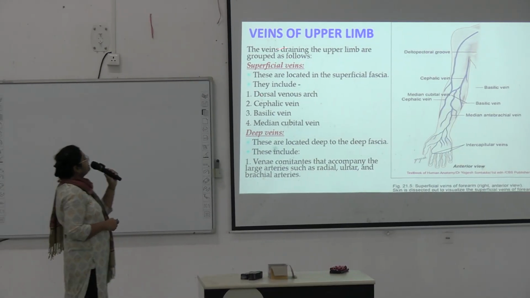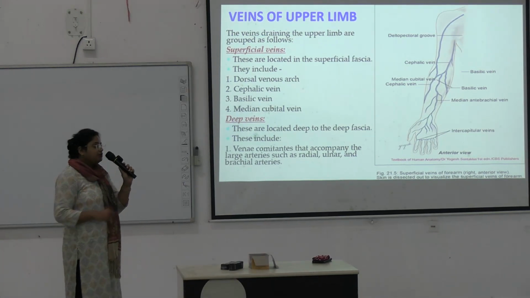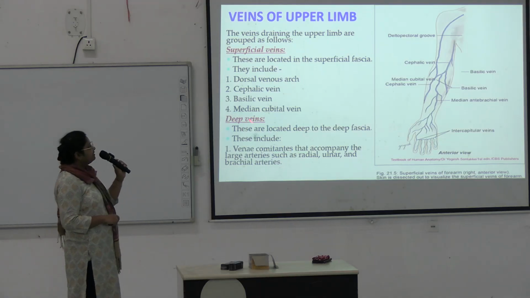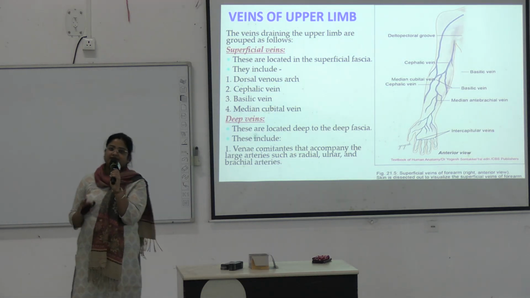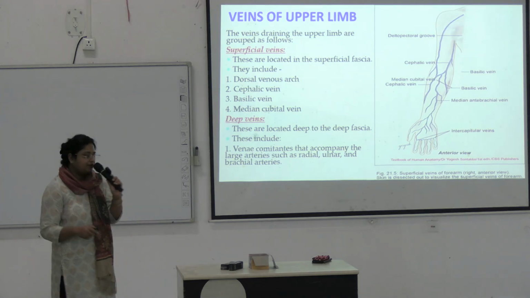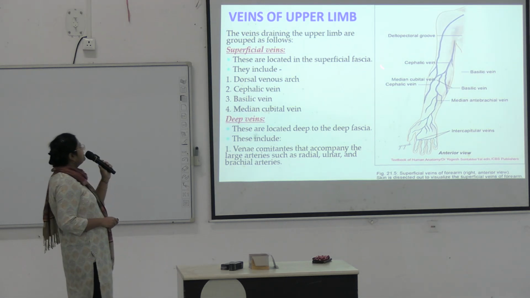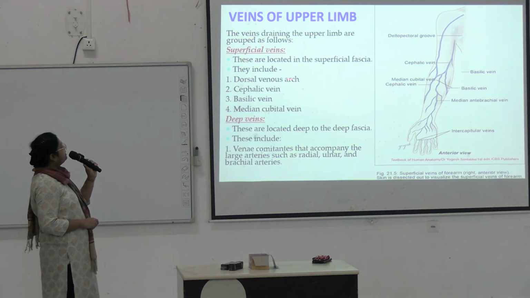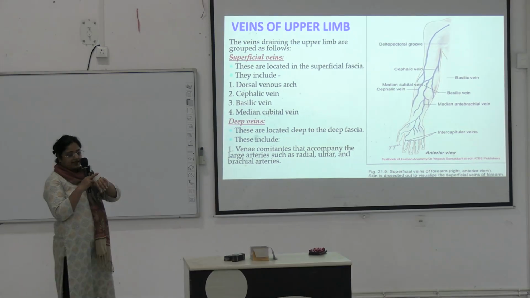So the veins draining the upper limb are grouped in these two groups, superficial veins and the deep veins. Superficial veins, you can see they are placed subcutaneously. These are located in the superficial fossa and they include the dorsal venous arch. Dorsal venous arch is lying here.